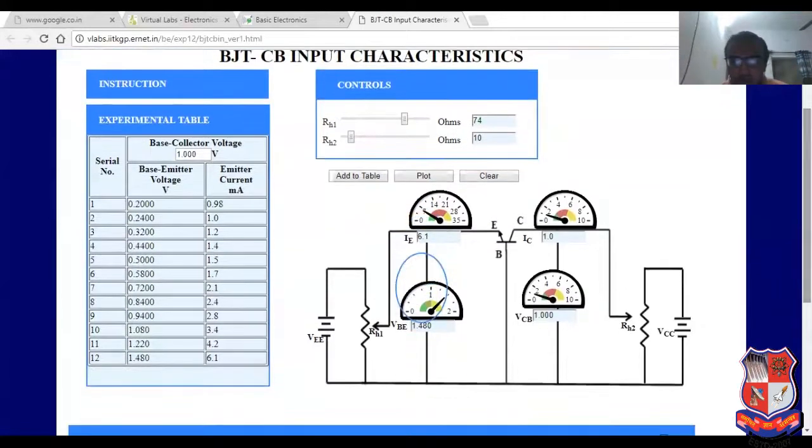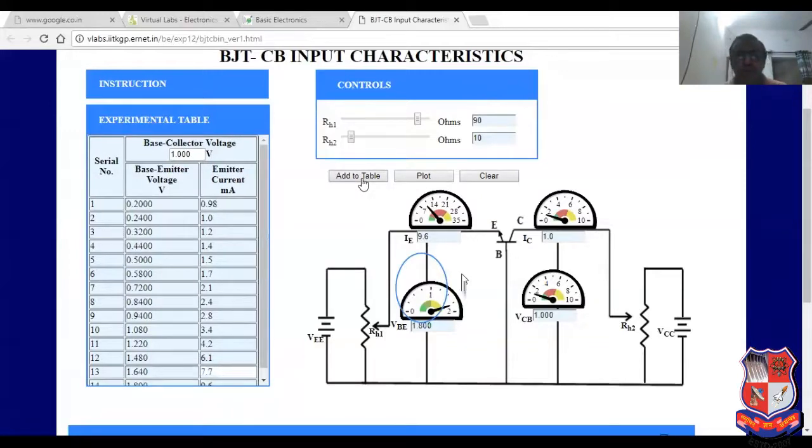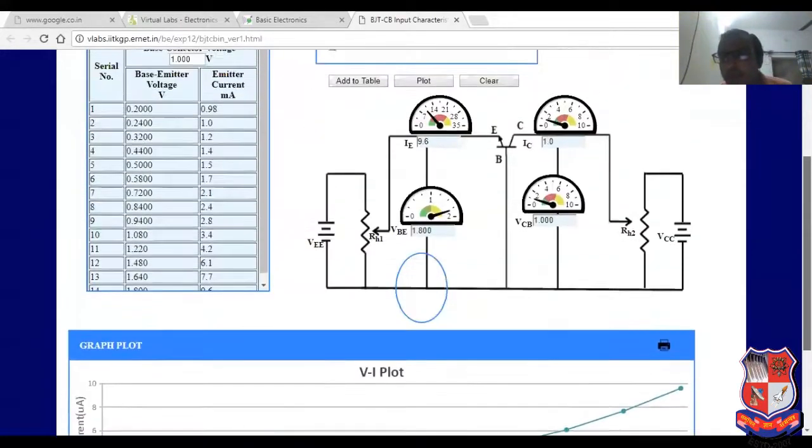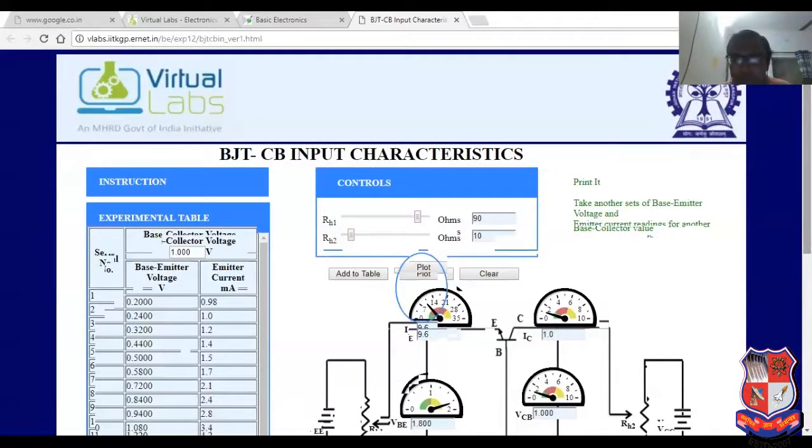All the concepts can be explained here. Now see this, also see how current and voltage can change drastically. This is the reading which is known as the input characteristics. Now we have to measure the output characteristics.